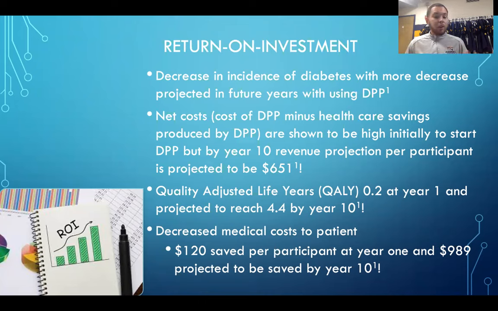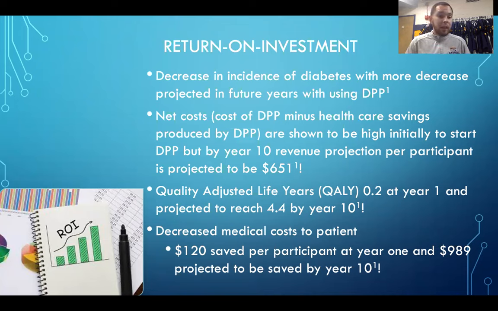So the quality adjusted life years that we mentioned earlier were 0.2 at year 1. So still a positive increase. 0.2 is not a huge number, but it's still good because we're moving in a positive direction, and it's projected to get to 4.4 by year 10. Now, this is because they're predicting that every year they will get better and more thorough about their prevention programs. They will work out all the kinks that they didn't do right the first time, and it's just going to get better and more efficient over time.